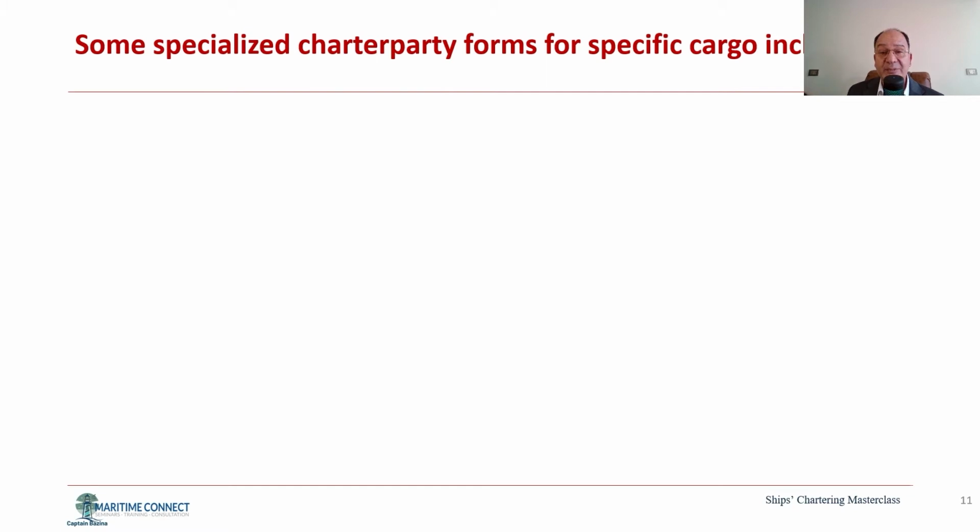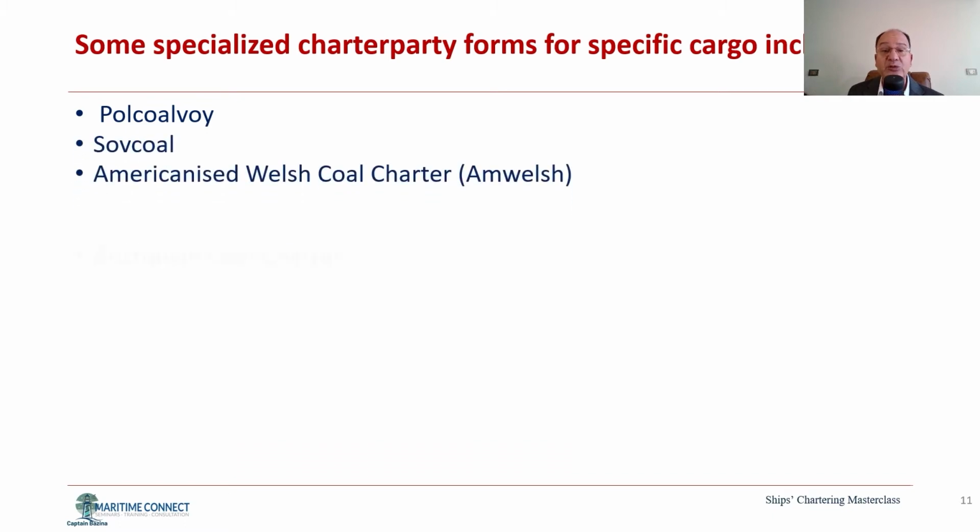Also, we have some other specialized forms here. It depends on the cargo itself, like for example, coal and grain and sugar. So we have different kinds of forms. It depends on the cargo itself as well.